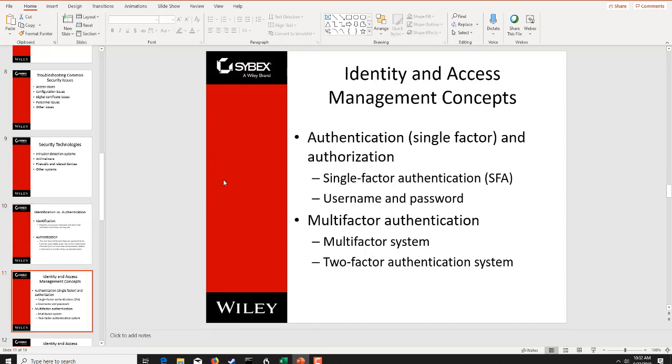So with authentication, we have different types of factors: single factor, and then authorization. Single factor authentication, or SFA, is where you just ask for a password, nothing else. Dual factor, which I don't have here, is where you ask for a username and password. They have it under here, but I guess they don't define that in the book. That would be considered dual factor. And then multi-factor authentication, where you have an additional factor above two-factor, such as a smart card, a token, a passcode, something else in addition to your username and password.